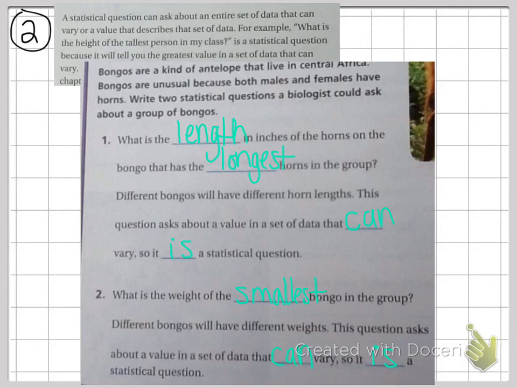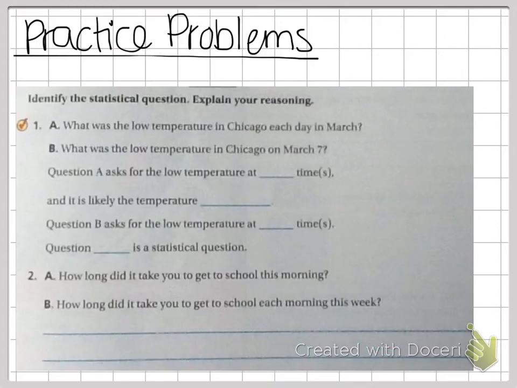Here are your 2 practice problems. For numbers 1 and 2, you're going to identify which one is the statistical question. Is it A? Is it B? And explain your reasoning. For number 1, you can just fill in the blanks, and for number 2, select which one is statistical and explain why on the lines provided.